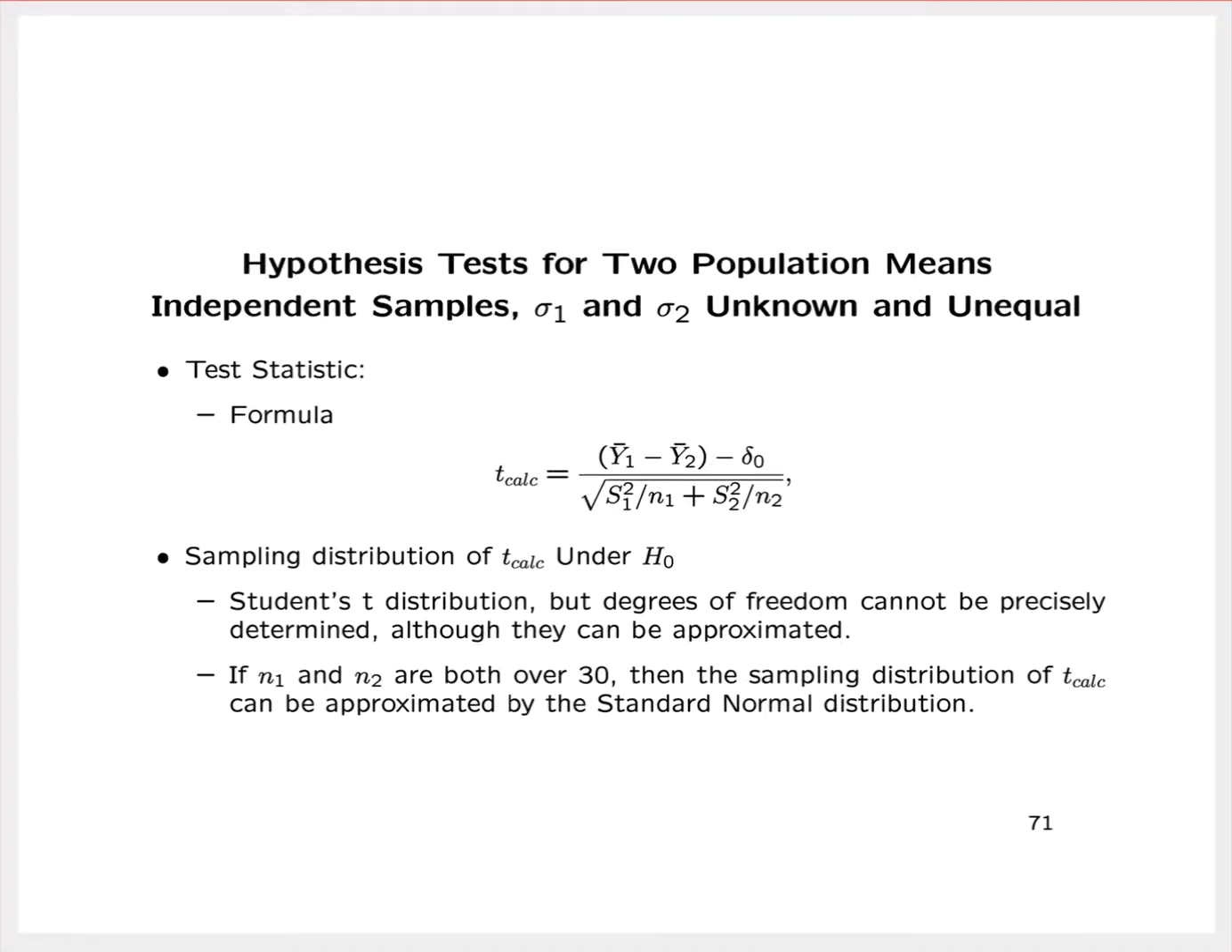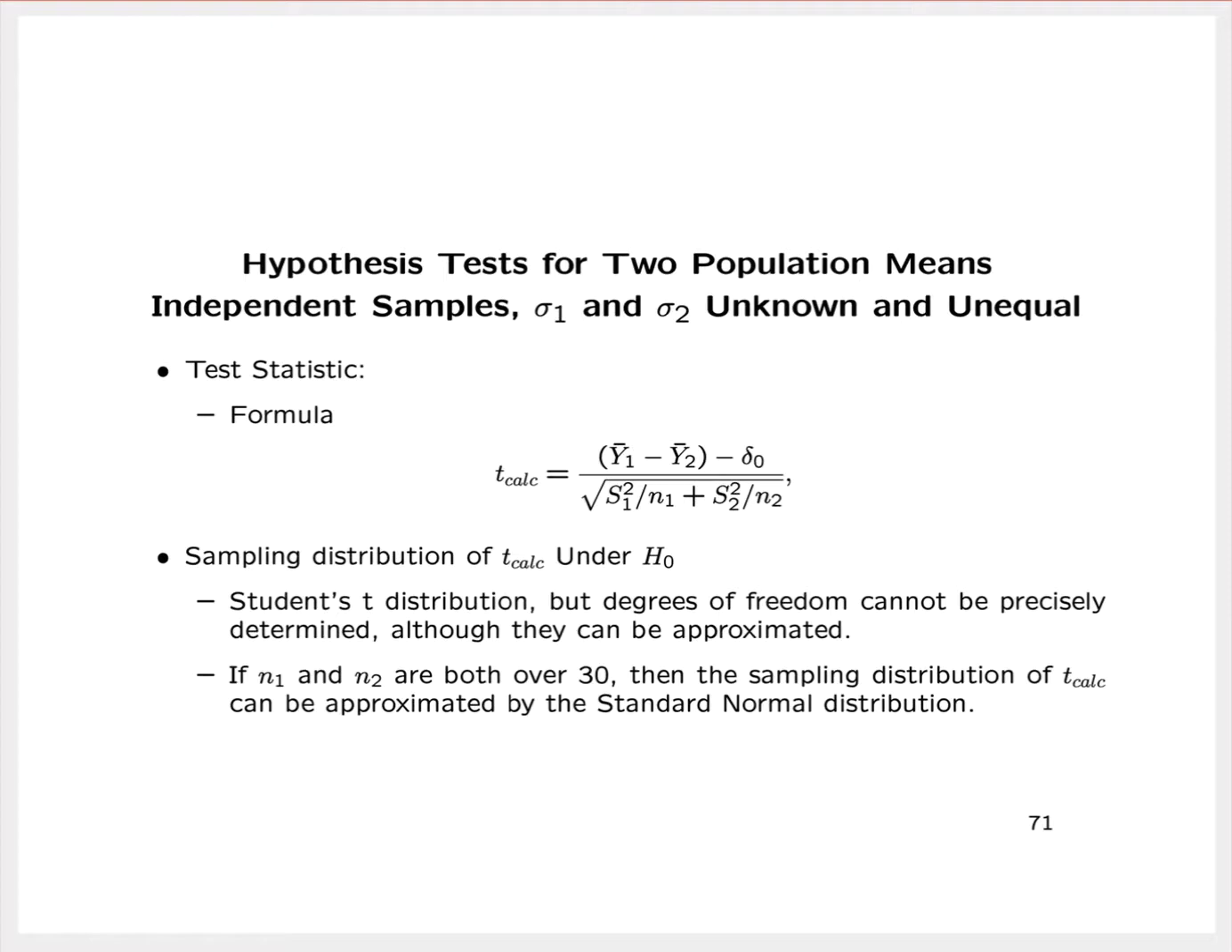We next look at the situation where we want to compare the means of two populations, but where the population variances are unknown and it's not reasonable to assume that the population variances are equal. Because the population variances cannot be assumed to be equal, we have to go on the assumption that they're different.